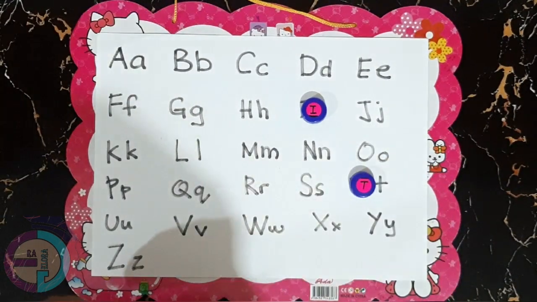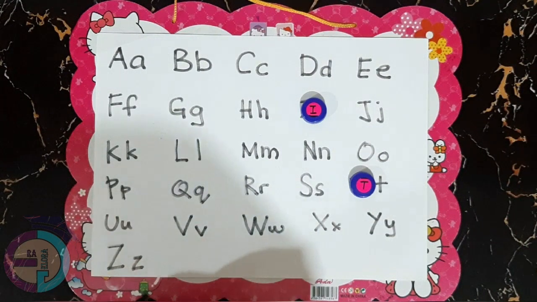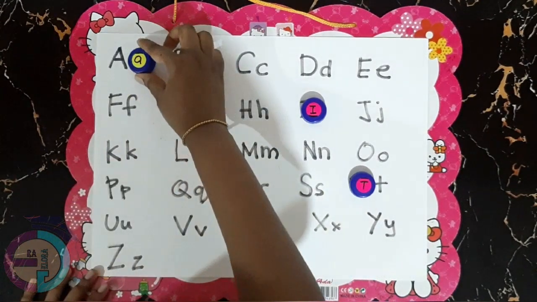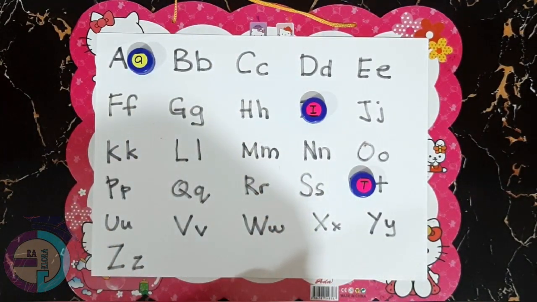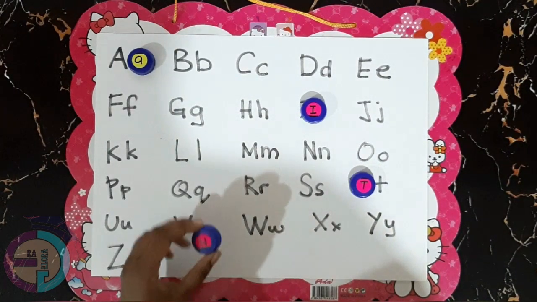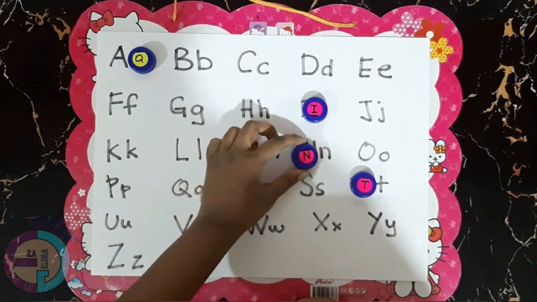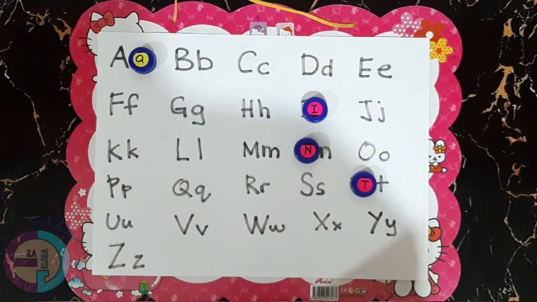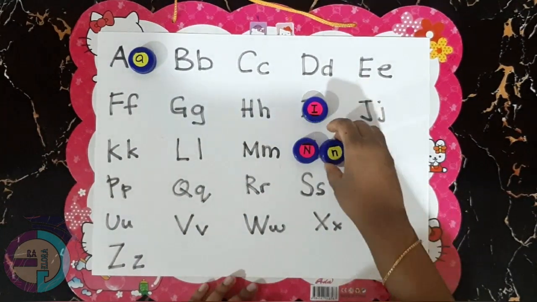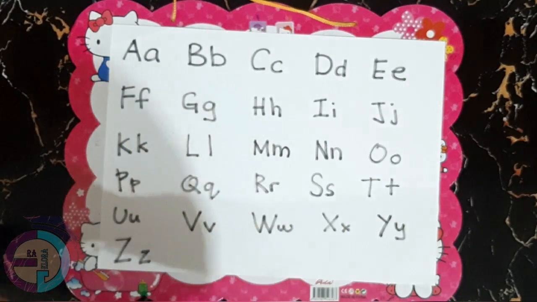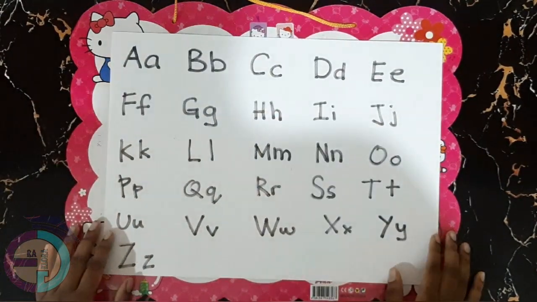Or we can also say, which makes the sound small a? So they can take the small a and place it here. Which alphabet makes the sound big? So they can find the big and place it here. And then they can also find where is the small one. Then they can place the small one here. So they can use the bottle caps to place on the alphabets here.